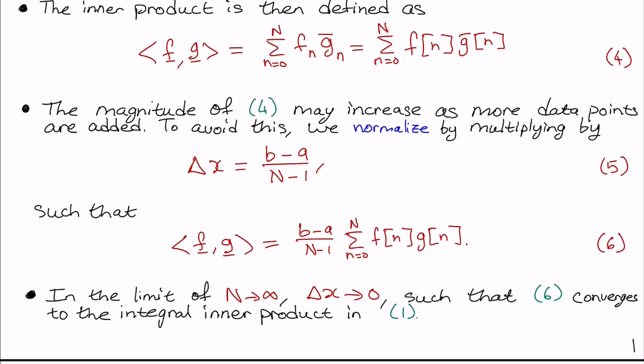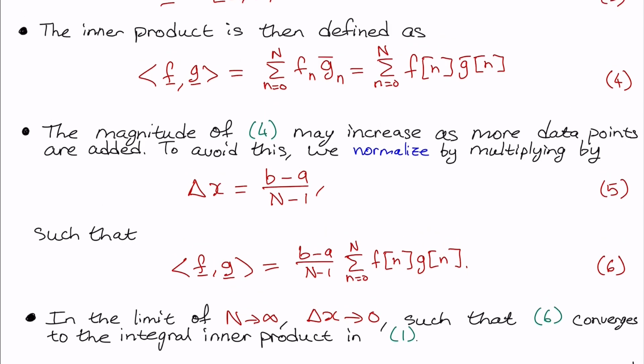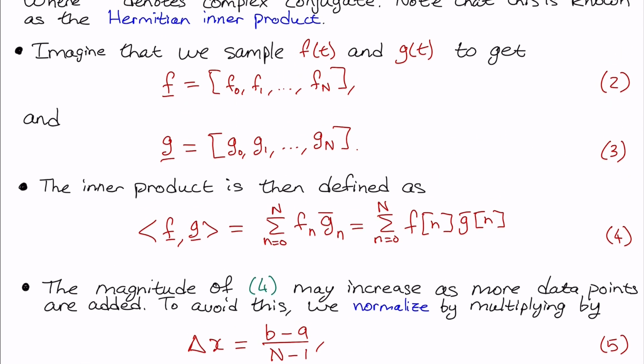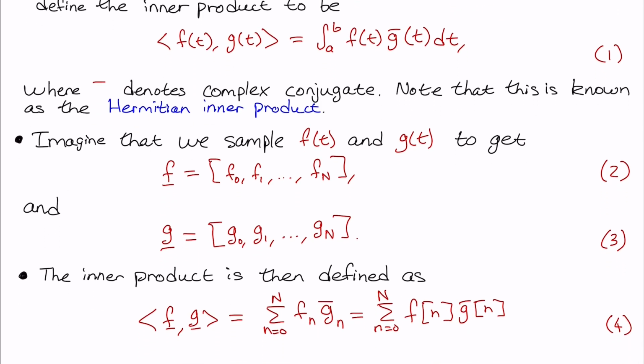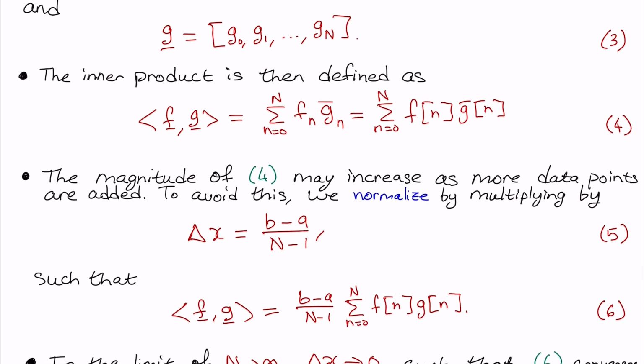That factor is the duration. So if you recall, we sampled our continuous vectors. First off, f of t and g of t lived on the domain t from a to b. And so in that case, this is just the width, well, the duration, divided by the number of samples minus 1.